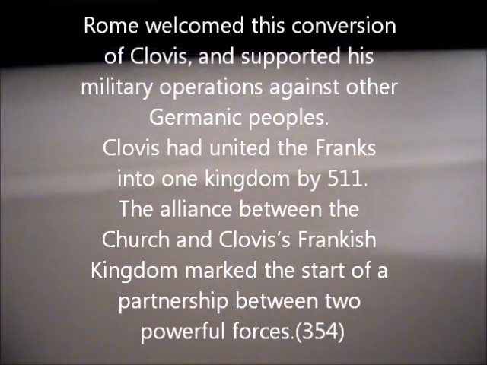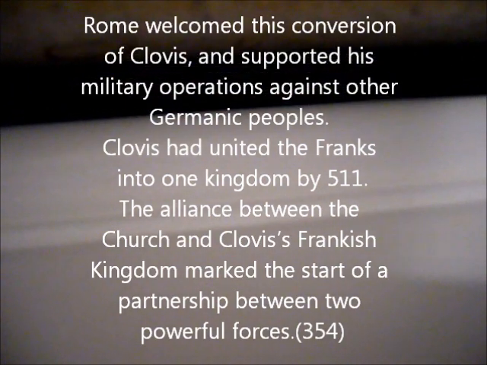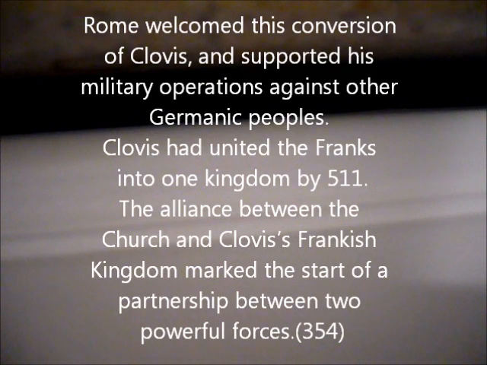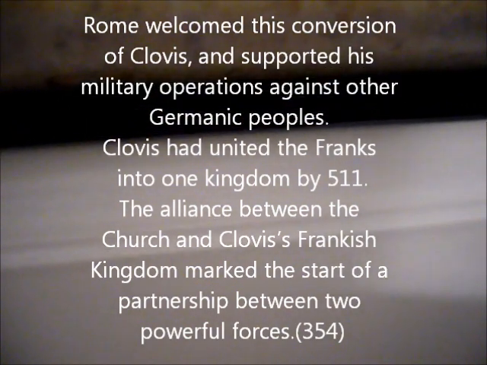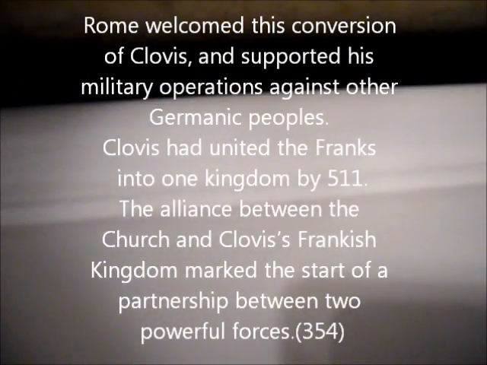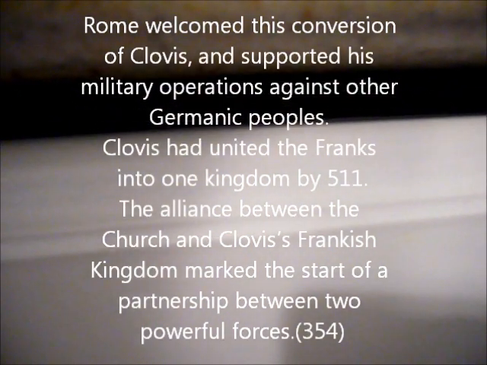Rome welcomed this conversion of Clovis and supported his military operations against other Germanic peoples. Clovis had united the Franks into one kingdom by 511. The alliance between the church and Clovis's Frankish kingdom marked the start of a partnership between two powerful forces.